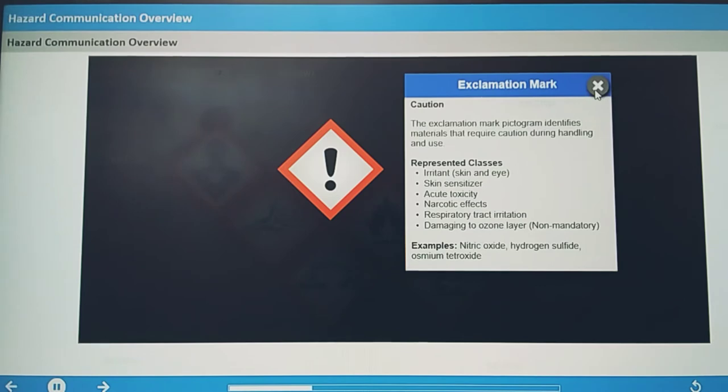This pictogram represents materials classified as irritants to the skin and eyes, skin sensitizers, those that are acutely toxic or have narcotic effects. They may also cause respiratory tract irritation and damage to the ozone layer. Materials bearing the exclamation mark pictogram include nitric oxide, hydrogen sulfide, and osmium tetroxide.